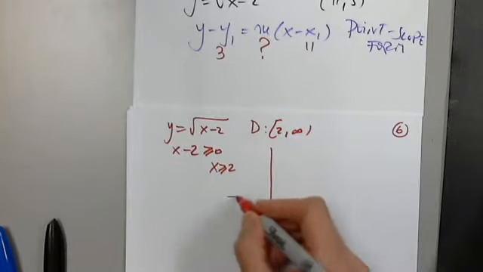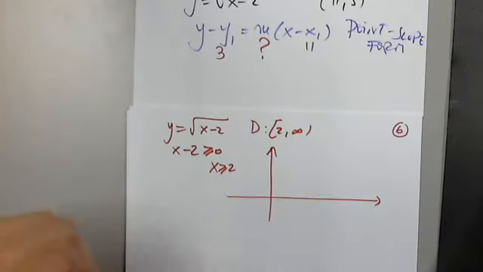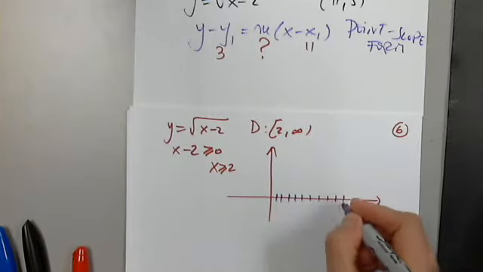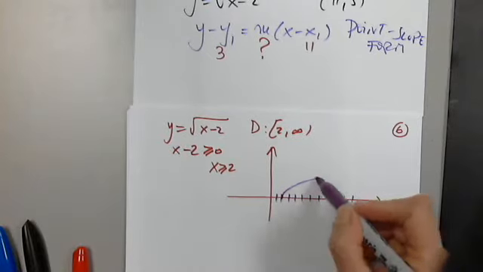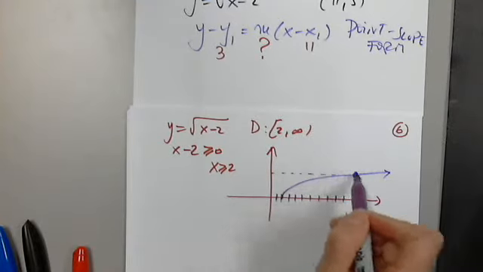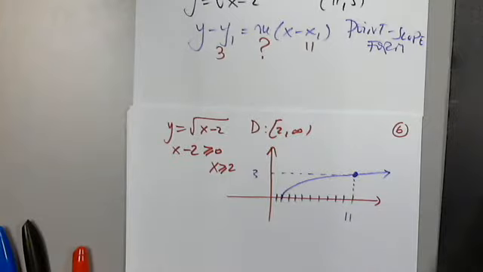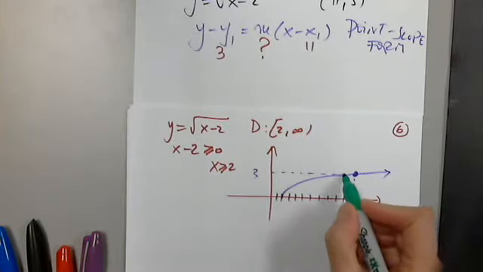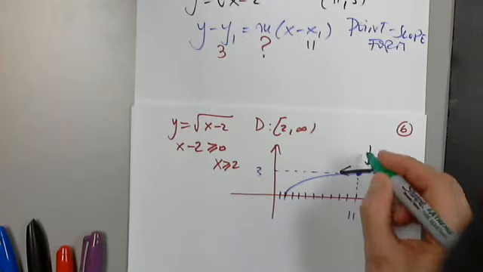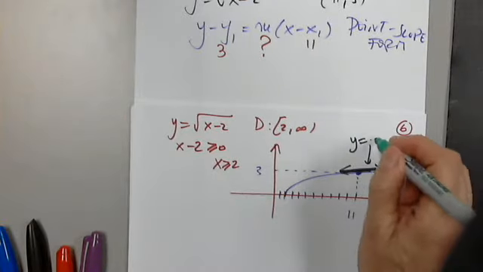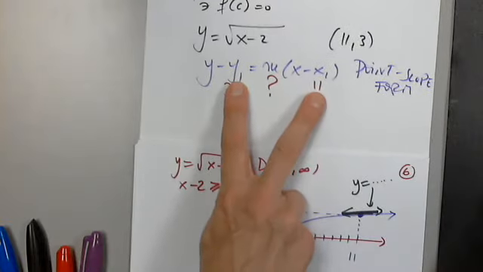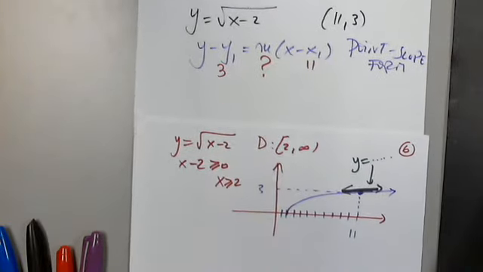So I want to graph this function. So here's the graph. 2, 3, 4, 5, 6, 7, 8, 9, 10, 11. And at this point, 11, 3, I want to determine the equation of the tangent line, which is this. That's the tangent line. I want to determine this equation. I want to have y equals. I do have the point, but that's not enough. I have the point, but I don't have the slope. How do I determine the slope?